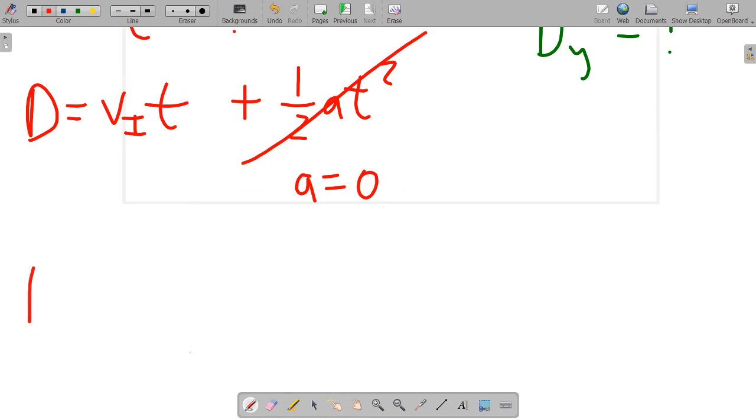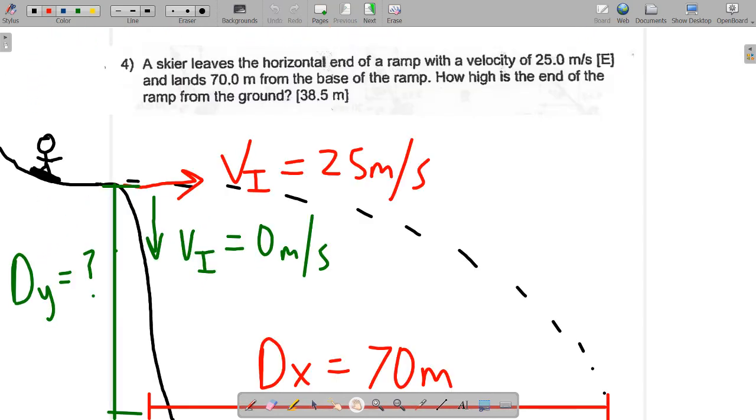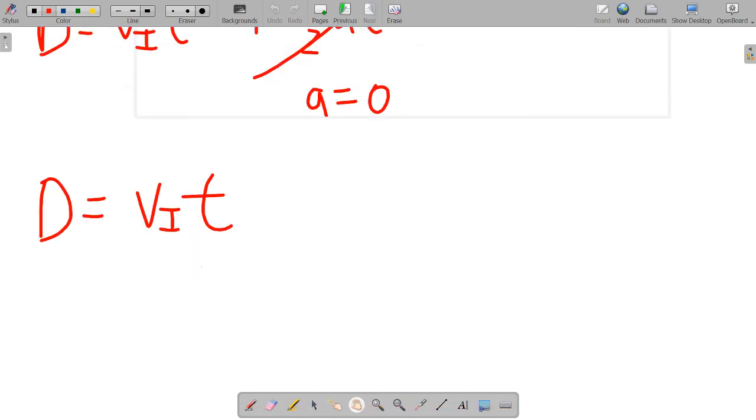and this reduces to initial velocity. This distance is equal to initial velocity times time. Okay. Now, let us plug in what we know. We're given the distance traveled in the x direction, it was 70 meters, and we're also given the initial velocity in the y direction. I'm sorry, the initial velocity in the x direction was 25 meters per second. So let's plug those in. The initial velocity is 25. The distance in x is 70.